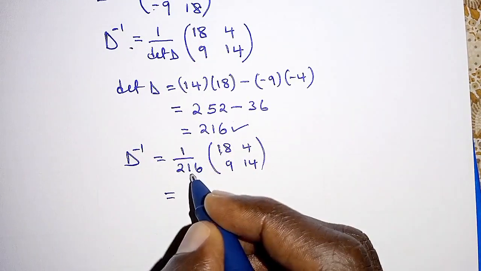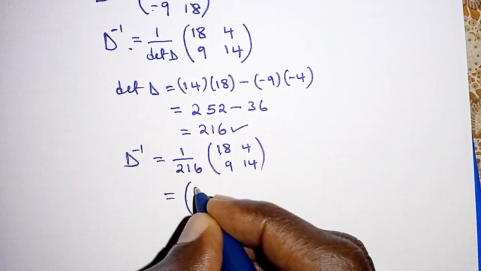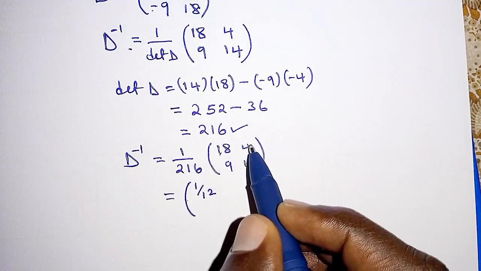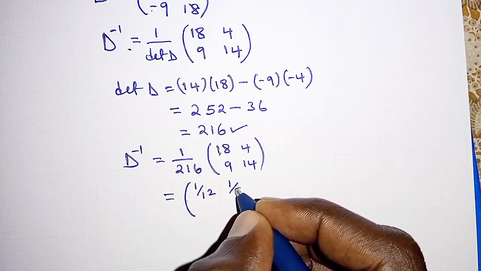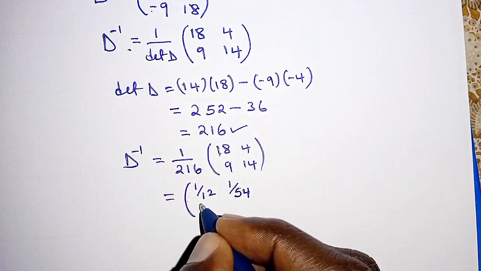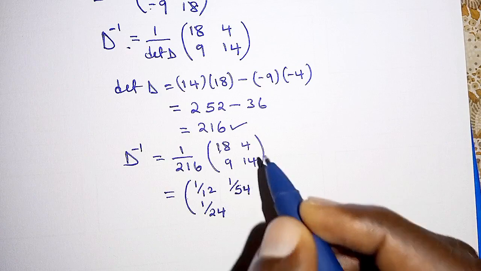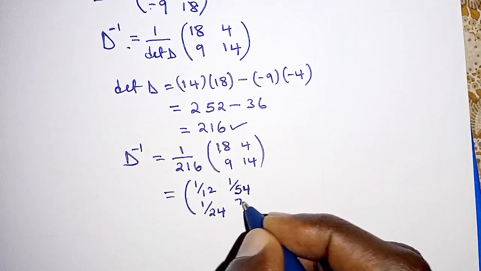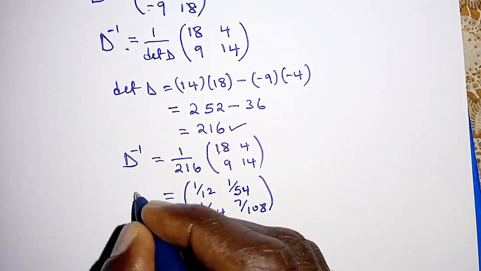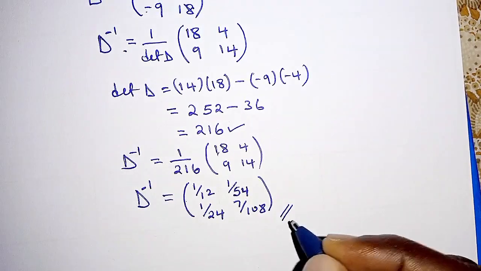So we have 1 over 216 times 18. Now that simplifies to 1 over 12. Again, 1 over 216 times 4, 1 over 54. And 1 over 216 times 9 is 1 over 24. And finally, 1 over 216 times 14 is 7 over 108. And this is the inverse of D as desired in the question.